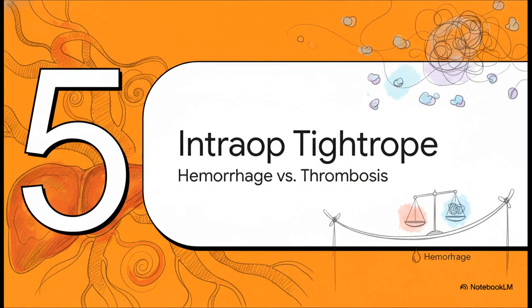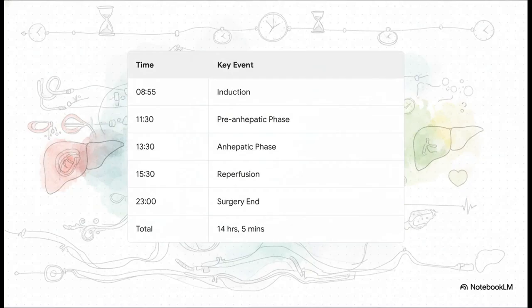Okay, so now let's move into the operating room and see how this all builds into the ultimate anesthetic challenge, walking this incredibly fine tightrope between massive hemorrhage from portal hypertension and all the surgical dissection and catastrophic graft thrombosis from the underlying hypercoagulable state. This operation was a true marathon. It lasted over 14 hours.